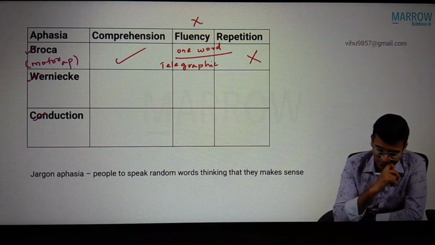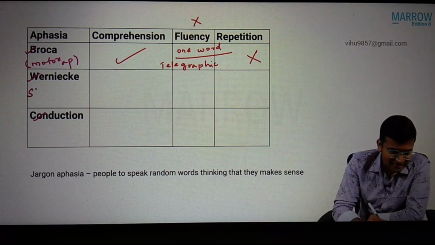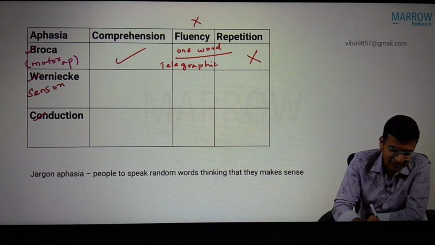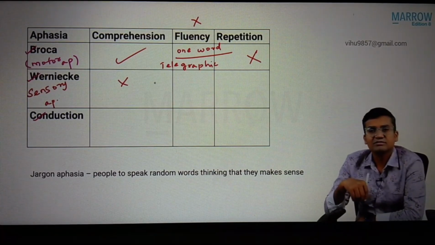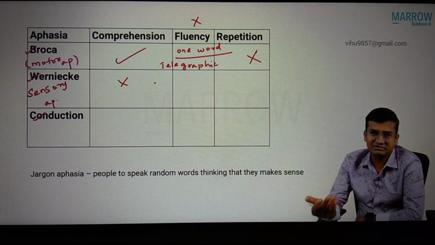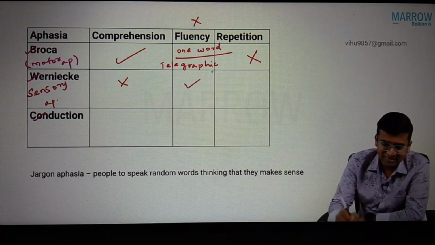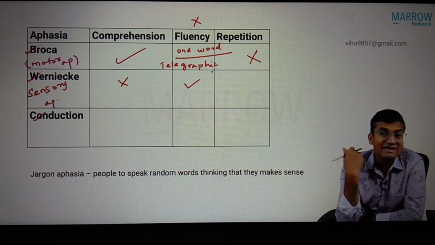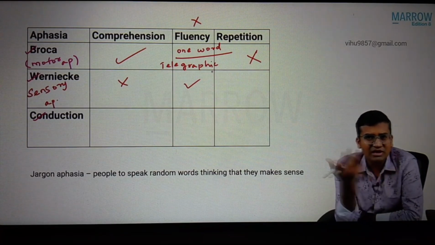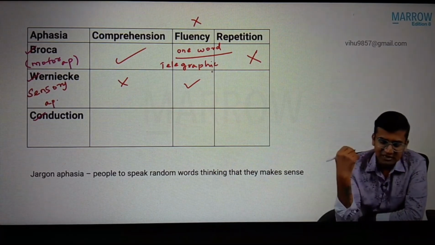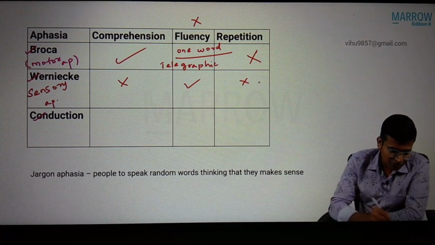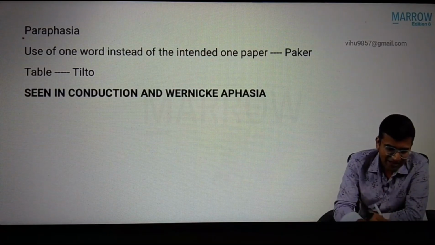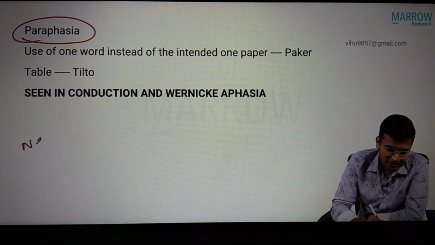Next, Wernicke's aphasia. Wernicke's aphasia, Wernicke's area lesion. So it is a sensory aphasia. Here, comprehension is gone. The patient will not understand your question. But fluency will be good. But that will be irrelevant to your question. You may be asking his name and he may reply something else. Again, repetition is gone. See, in Wernicke's aphasia, you will notice paraphasia and neologisms.